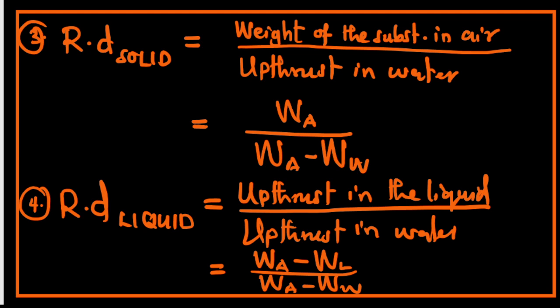Another formula for relative density is weight of the substance in air over upthrust in water. This is used for determining density, relative density of a solid substance. Weight in air is WA. Upthrust in water means weight in air minus weight in water. That's simply WA minus WW.